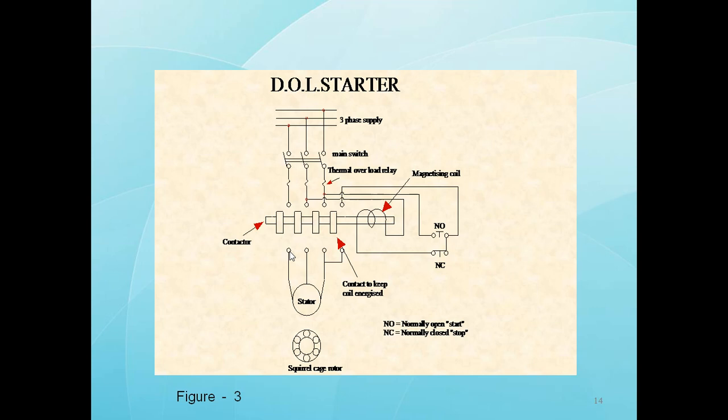What is the meaning of this one? The contacts here again come like this, open. If you press this NC coil button, then what happened? The current flowing through the magnetic coil is disturbed and it gets demagnetized and it releases the contacts. Then it will be open.